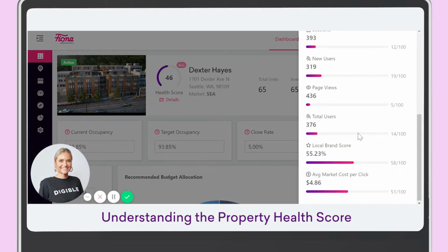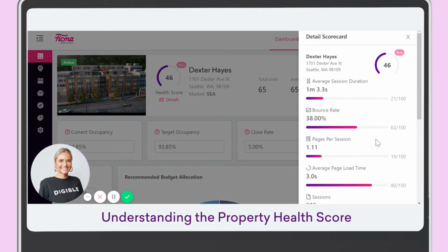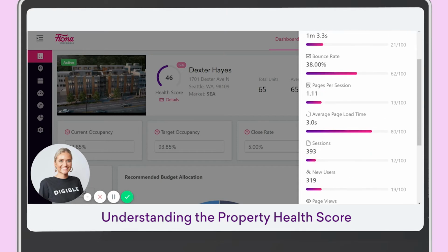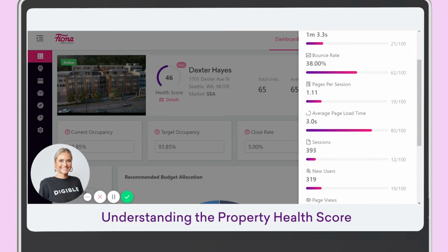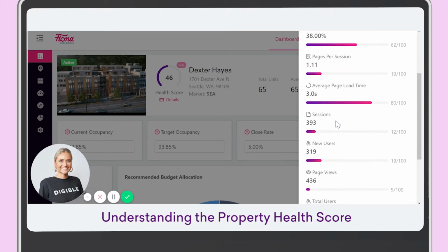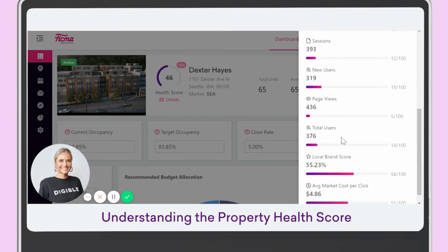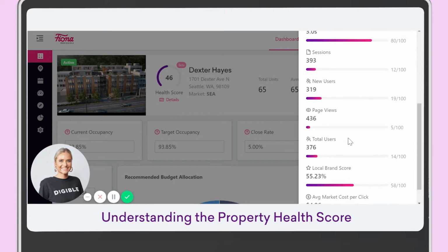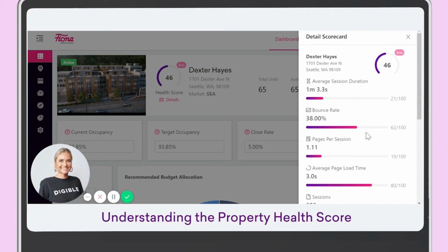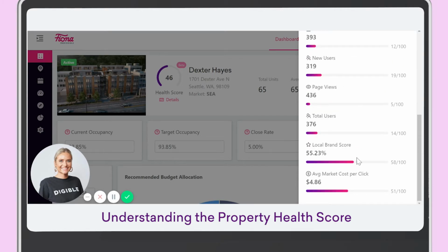When you click on details, you're going to see that this scorecard comes up, and down here you're going to see all of this info. So we have average session duration, bounce rate, pages per session, average page load time, sessions, new users, page views, total users, local brand store, and average market cost per click. All of these roll up into a Google Analytics score that is going into this 46, and then these two are kind of standalone.